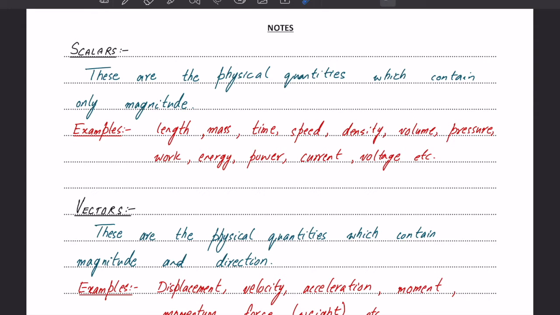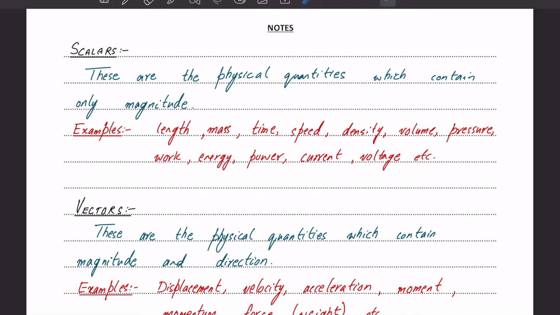The first thing you need to identify is that the difference between scalar quantities and vector quantities is that scalar quantities are those physical quantities which do not contain direction. So there is no direction associated with the scalar quantities. And also, they cannot be added by the methods of vector addition. Whereas vector quantities are those quantities which have both magnitude, direction, and also unit. So that's the major difference.